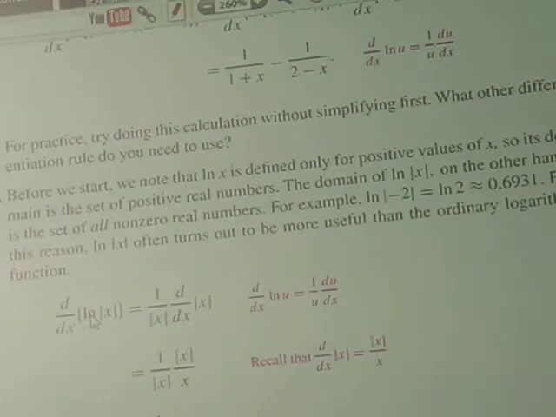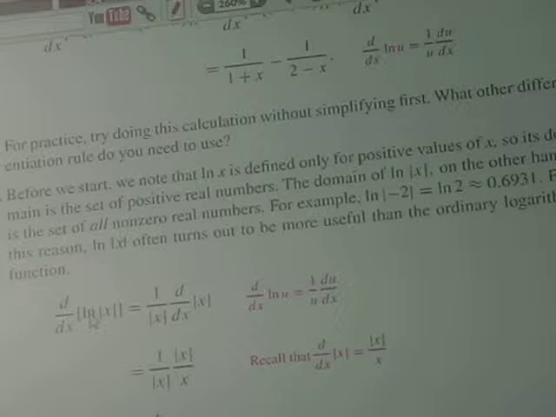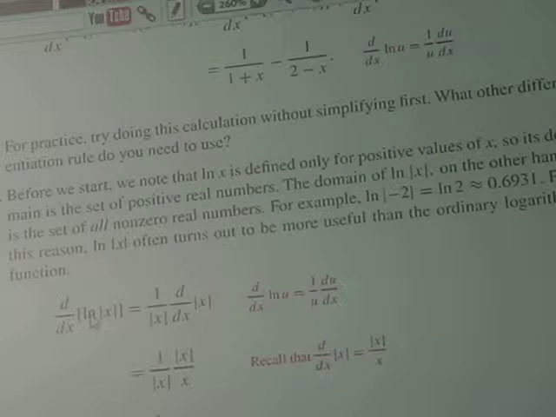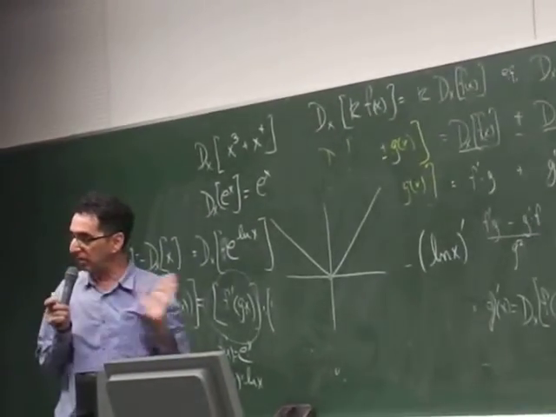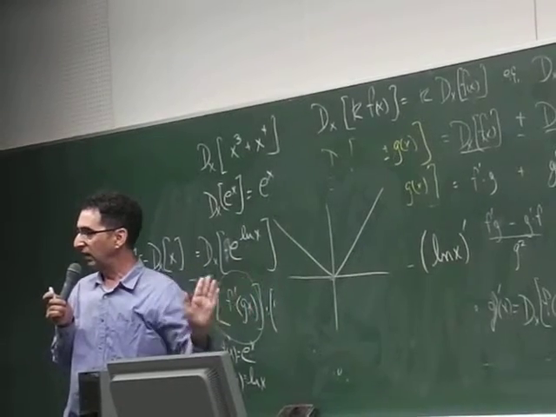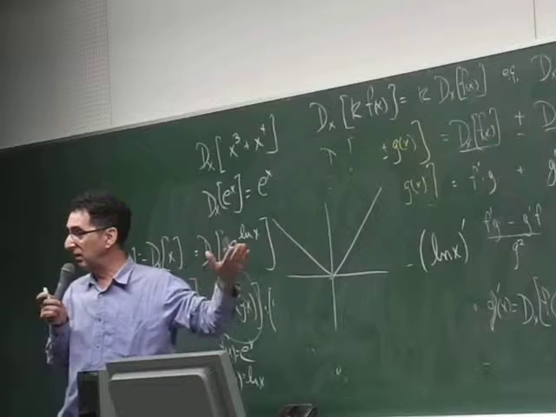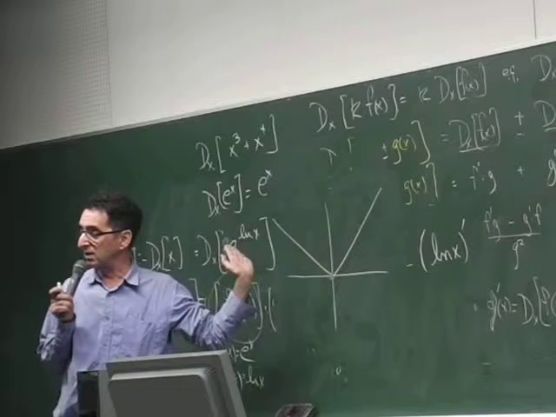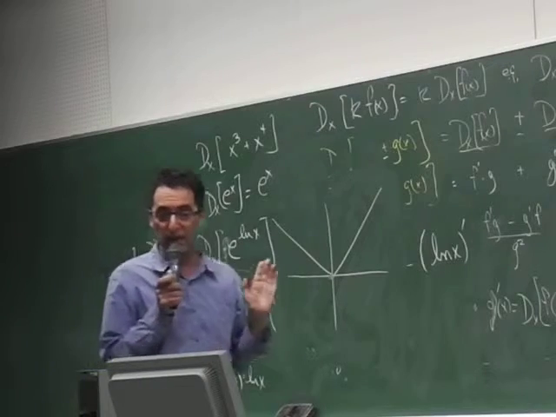So what's the derivative? The absolute value function looks like this. So what's the derivative on the positive side? When x is greater than 0, what's the derivative? 1. The slope of that line is 1. And what's the slope on the left side? Negative 1. So the derivative there is negative 1.